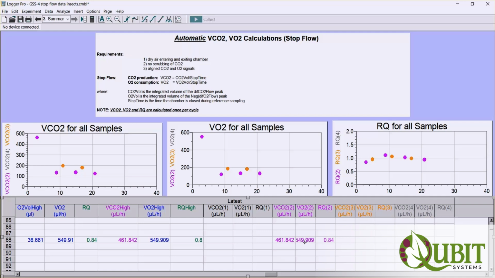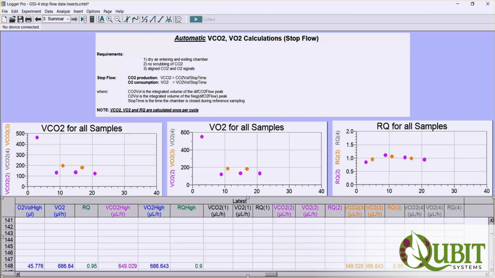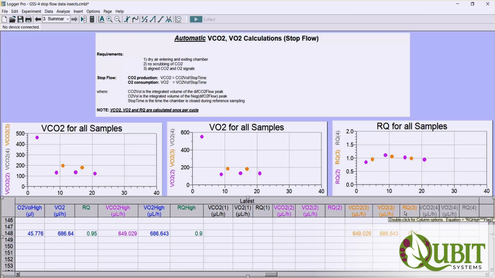To visualize these, you have to scroll down because, as I mentioned earlier, a single point is calculated for every dwell time, for every peak. The formulas are explained here. It's calculated from the volume of CO2 and O2 that's determined, divided by the stoppage time. These numbers will show up in this table. You have to click down to get to individual channels. You may have to expand these columns a little bit.